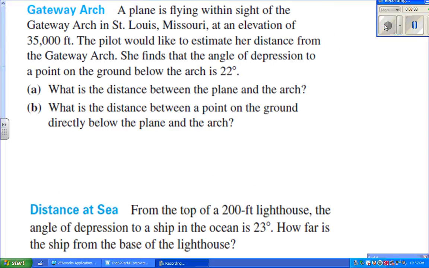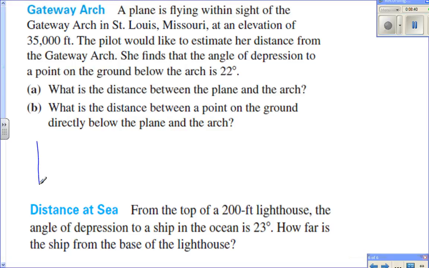So if you haven't already read through this, you'll want to make sure that you do so. But we have this plane that's flying by the St. Louis Arch. We know that the plane's at an elevation of 35,000 feet, and that our angle of depression at the point on the ground below the arch is 22 degrees. We want to figure out the distance between the plane and the arch. So we're trying to figure out this hypotenuse.